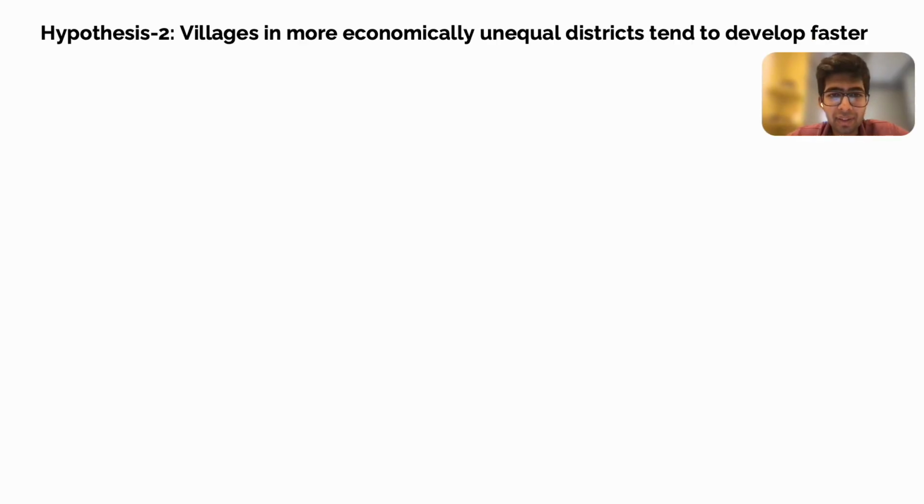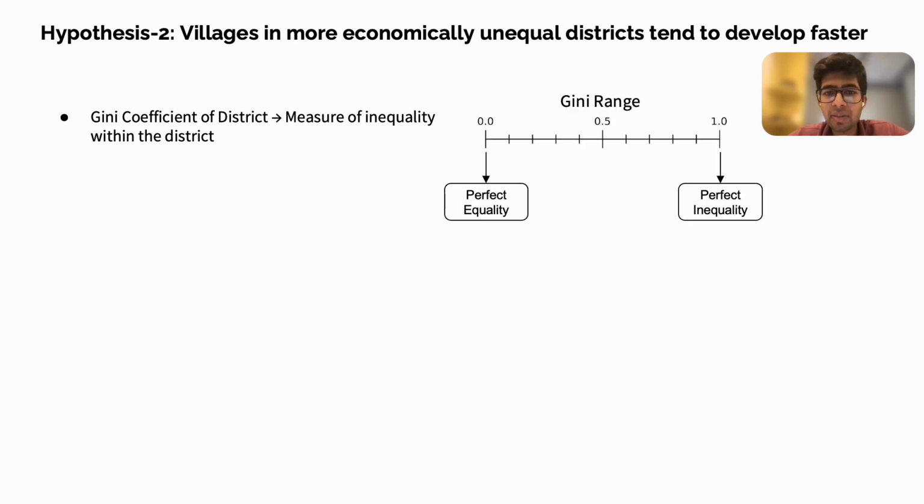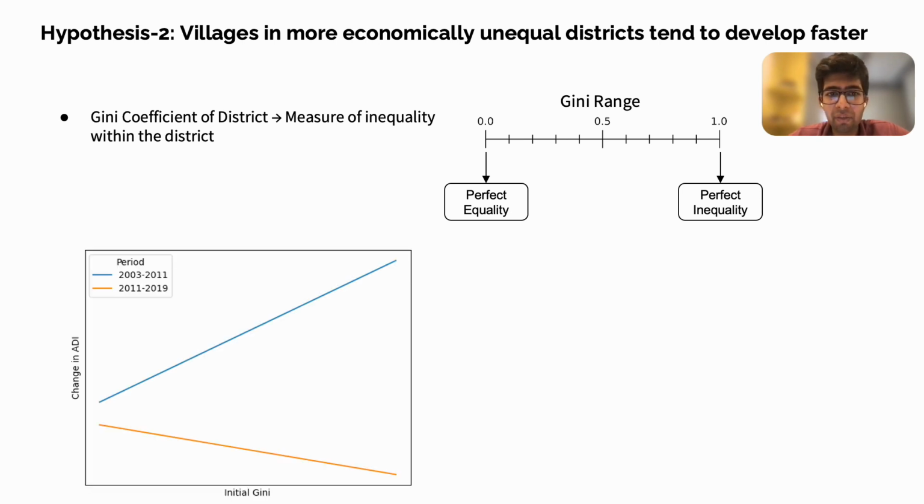We now hypothesize that villages in economically unequal districts tend to develop faster. We first define the Gini coefficient of districts as the measure of inequality within the district. The Gini ranges from 0 to 1, with 0 indicating perfect equality. We perform a similar OLS model study between change in ADI and Gini.